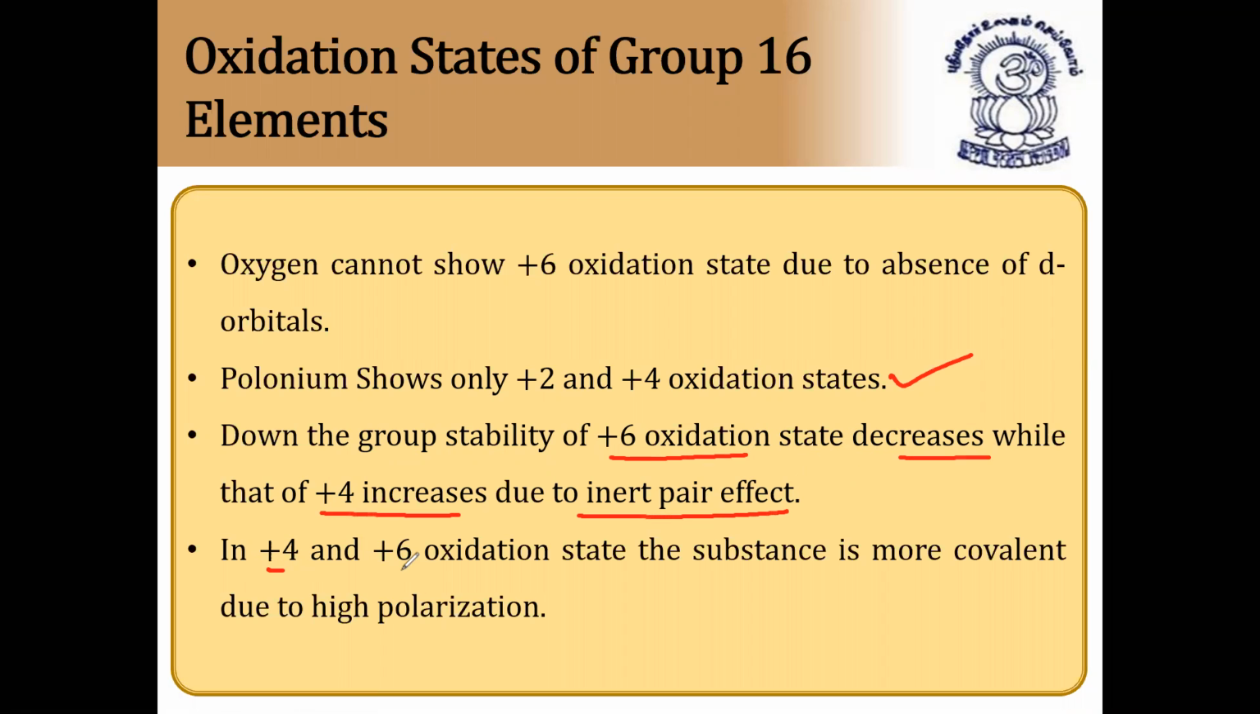In the +4 and +6 oxidation states, the substance is more covalent due to high polarization. I hope it is clear. So the +4 state is more stable down the group. The +6 oxidation state stability decreases while that of the +4 oxidation state increases due to the inert pair effect. For example, SeCl4 is more stable than SeCl6. I hope it is clear. Next.